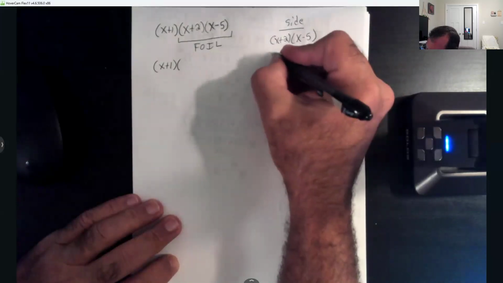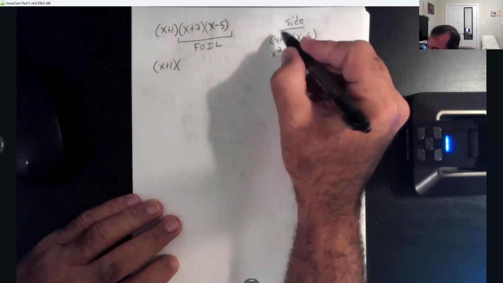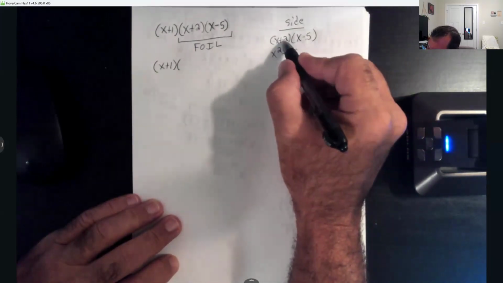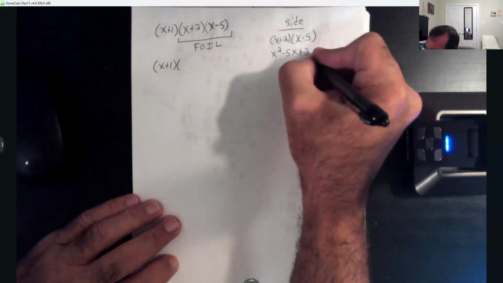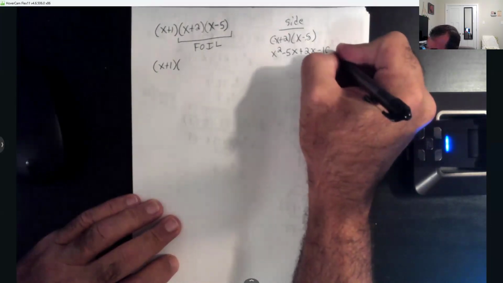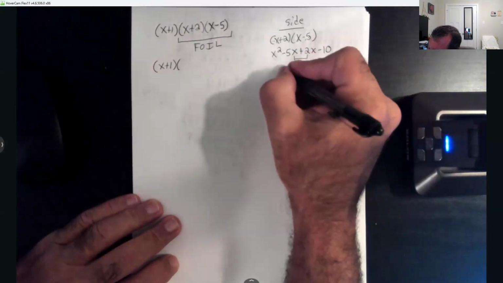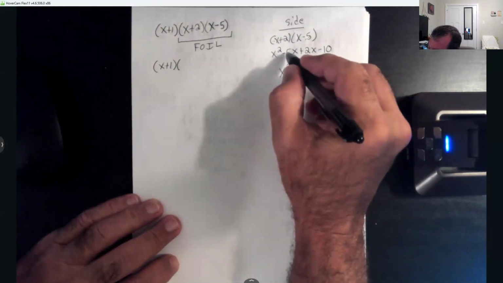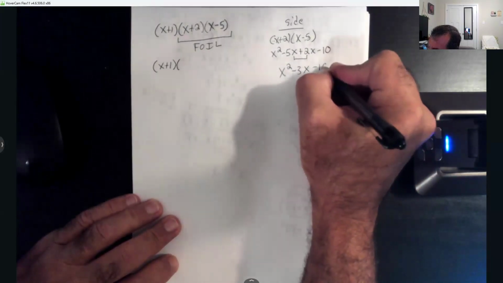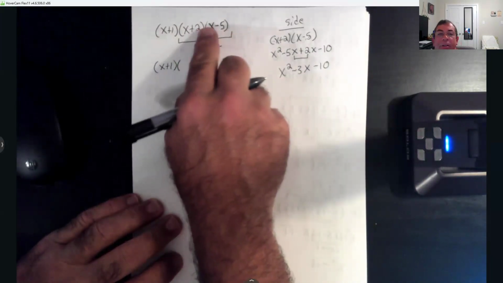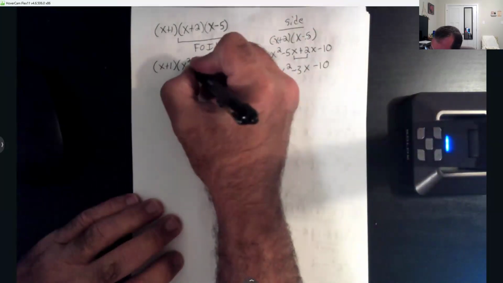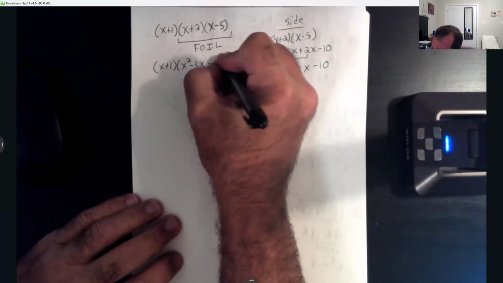So x times x is x squared. X times -5 is -5x. The 2 times x is 2x. And then the 2 times -5 is -10. Got to add like terms. So I get x squared, -5 plus 2 is -3x, minus 10. So that's what these two equaled when I foiled them. So put that in here: x squared minus 3x minus 10.